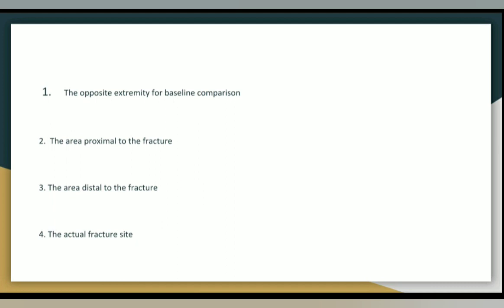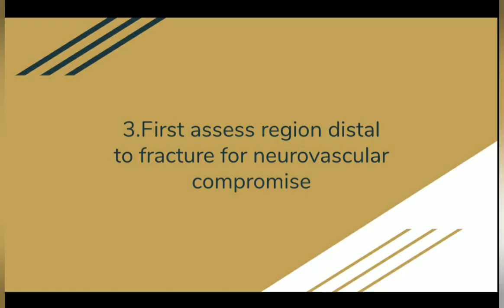The correct answer to this question is option 3. The area distal to the fracture should be first assessed for any neurovascular compromise. The nurse may also assess the opposite extremity for a baseline comparison, but the priority would be assessing the distal part of the fracture for any neurovascular compromise.